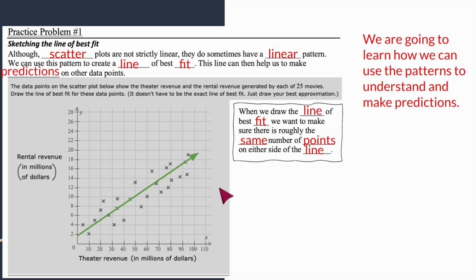So now what we're going to do in the next couple of videos is we're going to take our line of best fit and use that for predictions. So if I use this one and I said, well, if I had $80 million in theater revenue, then that's going to be about 15 million in rental revenue, because I'm using the line instead of just the data points that are pretty far apart.